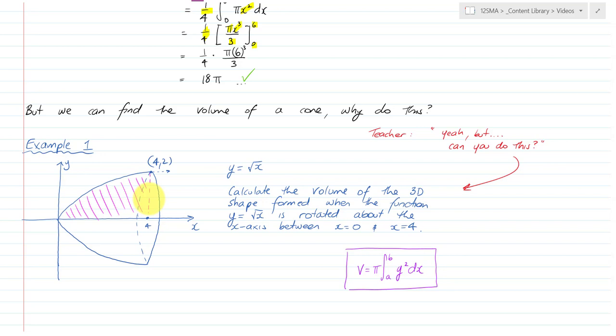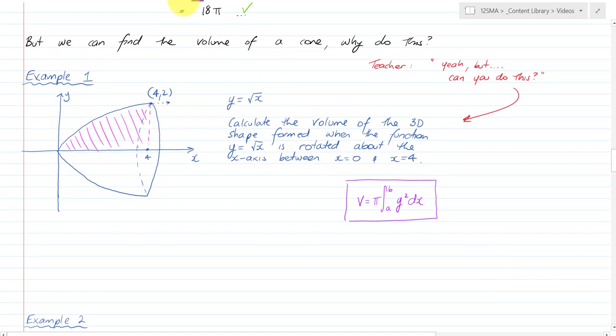that is. Turn it sideways, it looks a bit like a goblet or a wine glass or something. You create that shape. How do we find the volume of that shape? That's the question. So we can calculate the volume of a 3D shape using the same principle. And the principle, the formula, is this.